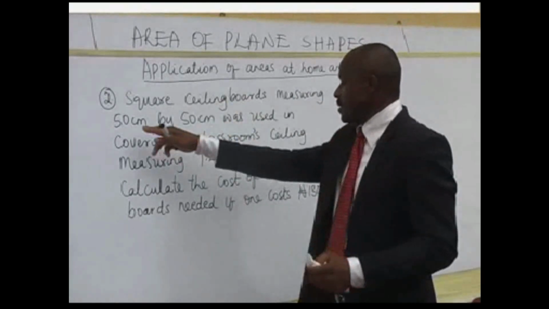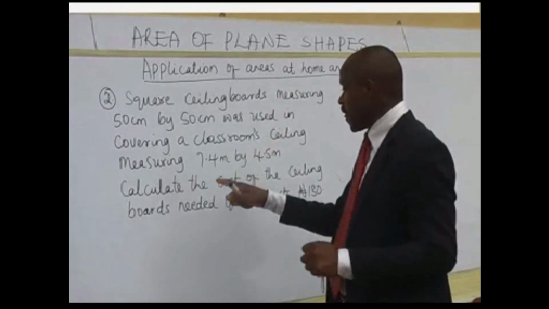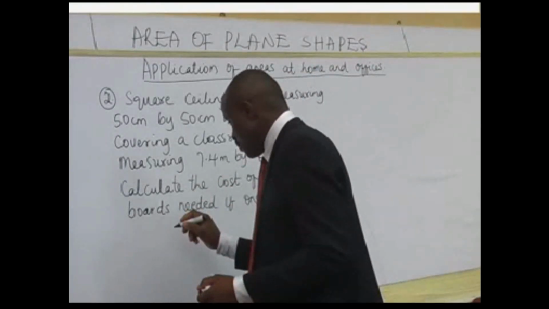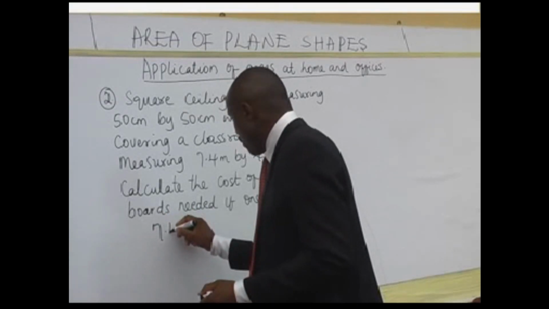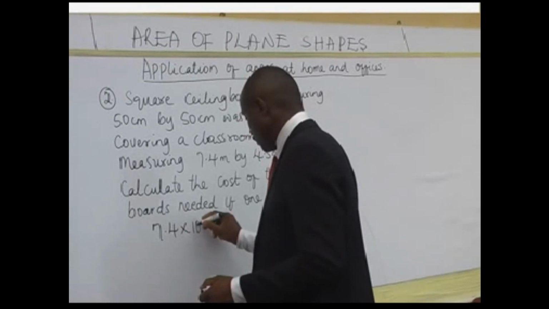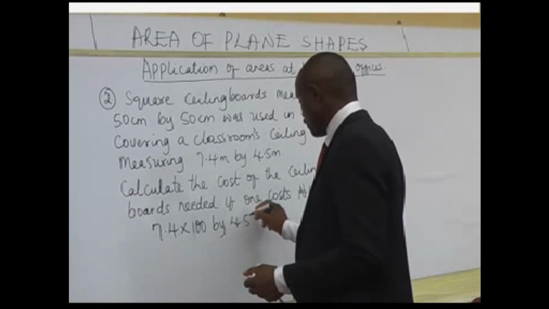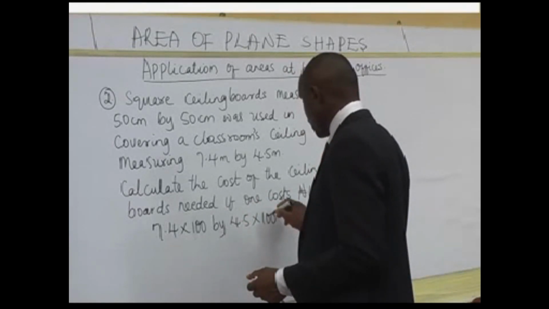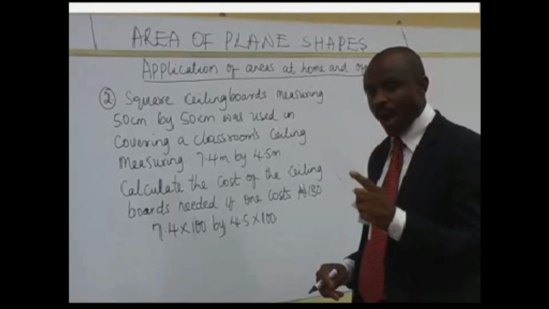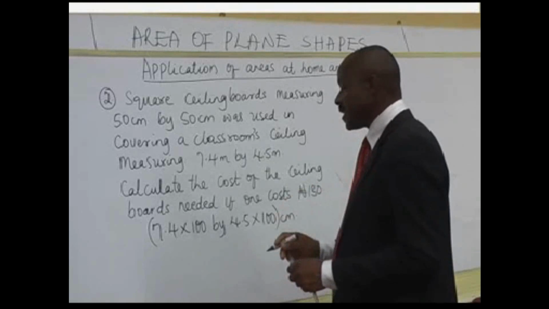The ceiling boards are given in centimeters, so change the ceiling of the classroom to centimeters also. That means the classroom measures 7.4 times 100 by 4.5 times 100. Remember, 100 centimeters is equal to 1 meter. So whatever you have here is now in centimeters.